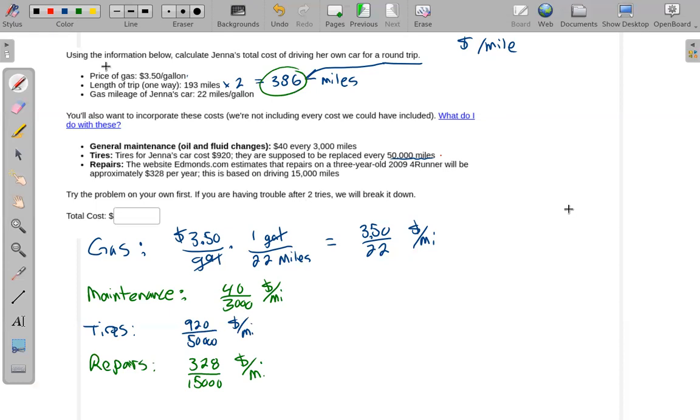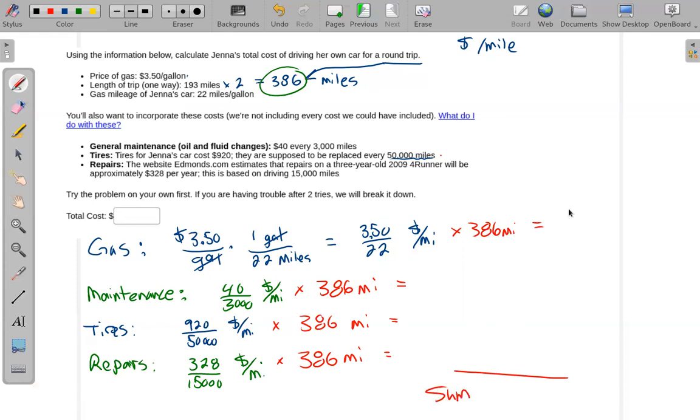So option number 1, multiply each of these by 386 miles, get a number. That's the cost of gas. Multiply this by 386 miles. Get a number. That's the cost for maintenance. Multiply this one by 386 miles. That's the cost for tires for this trip. So we're averaging out those costs. And this is not an uncommon business practice. So that's one option, and then sum those all up.